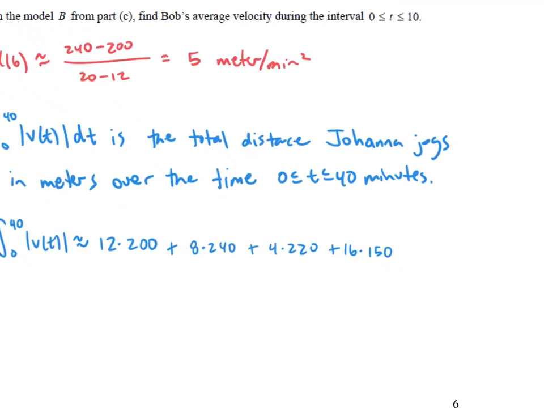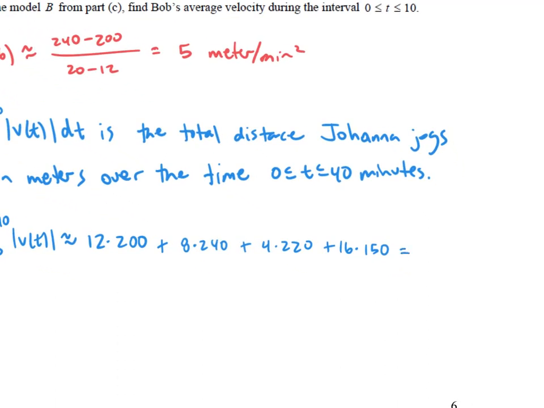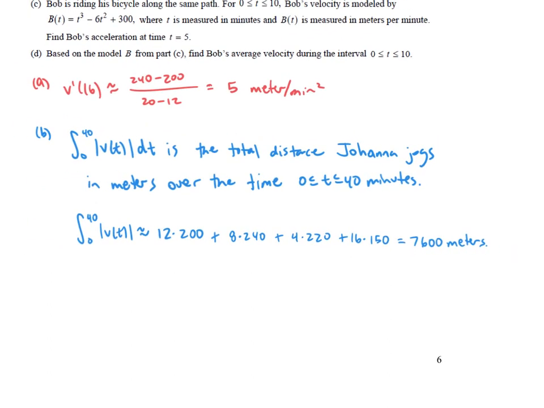Now, without a calculator, you might want to just leave that. This does simplify to 7,600 meters, but again, without a calculator, you might just want to leave it kind of ugly like that. That's totally fine. Okay, let's take a look at part C.